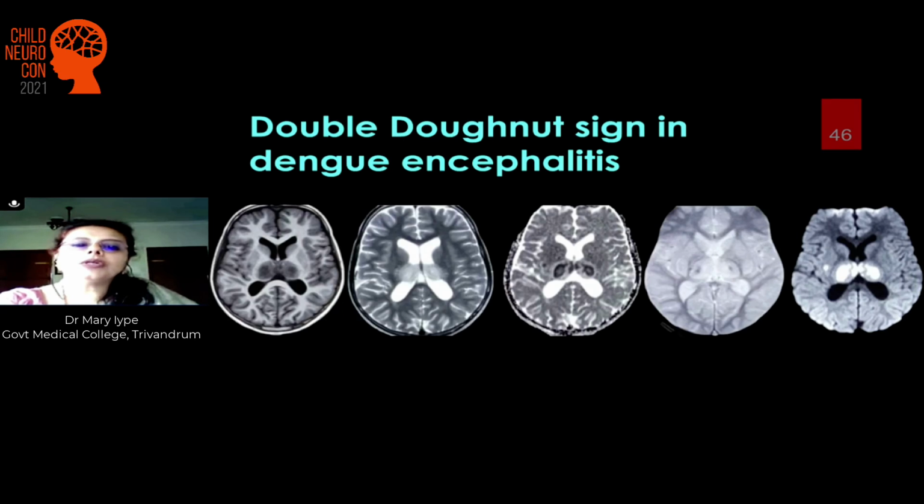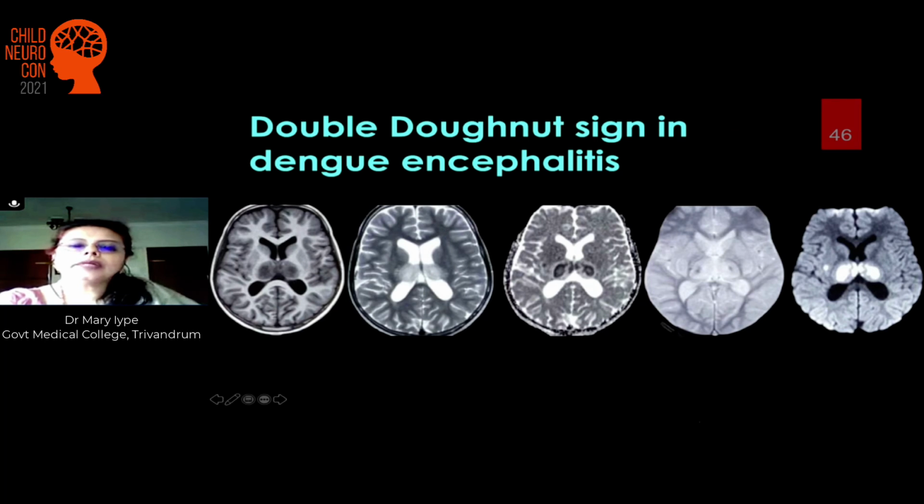The double donut sign in dengue encephalitis helps in making a diagnosis. This is the double donut sign. This is the diffusion weighted image showing the double donut sign. The ADC showing the hypointensity in the hyperintense area seen on diffusion weighted image.